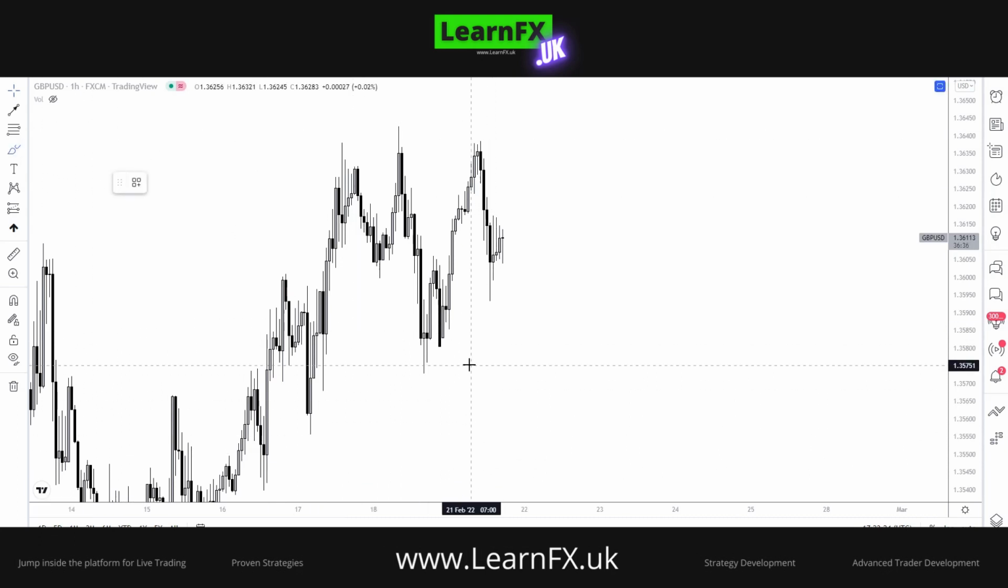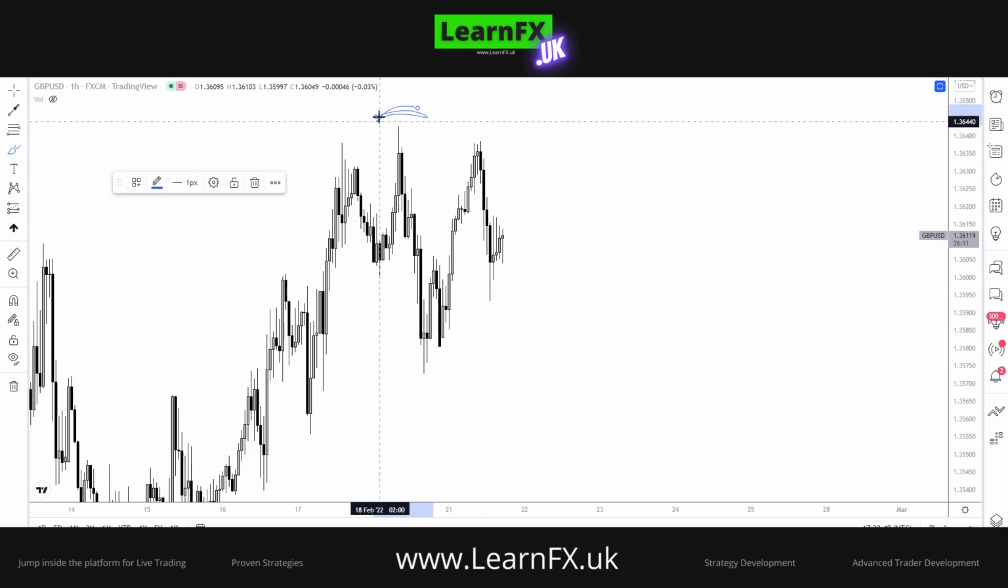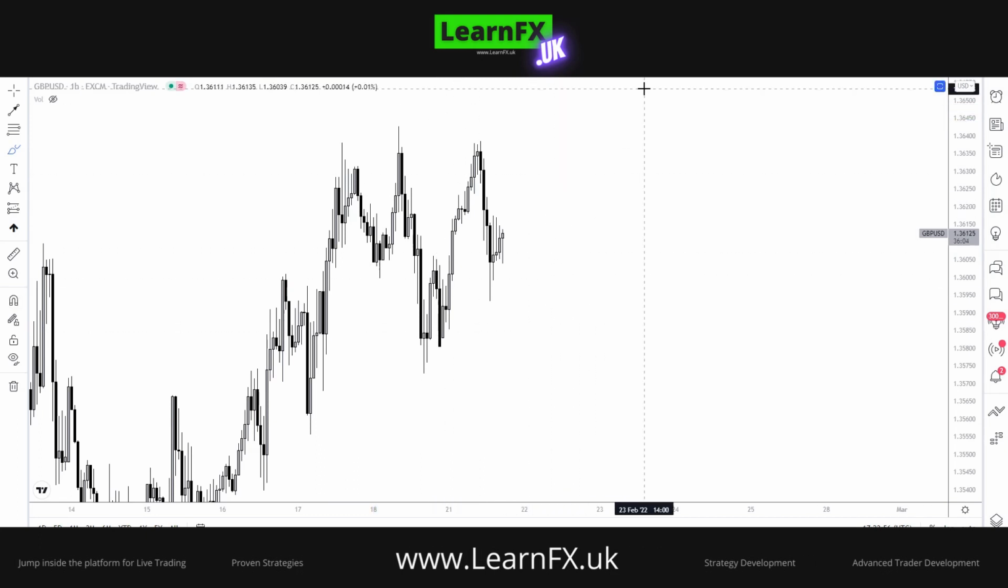Whether liquidity is quite a broad term, right? So a mitigation block or an order block can be liquidity. A fair value gap or an imbalance can be liquidity. An area like this above a swing point, like a liquidity pool, that is an area of liquidity. There's liquidity everywhere on the price chart.